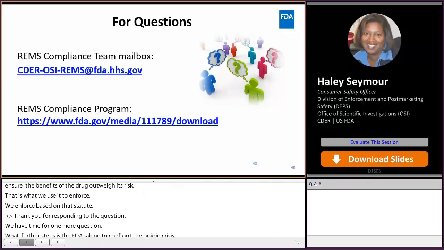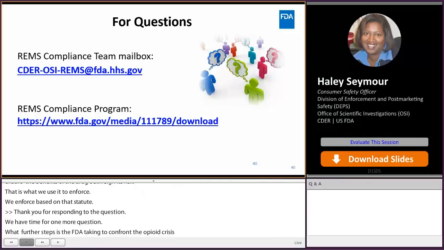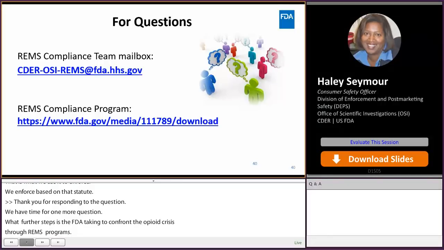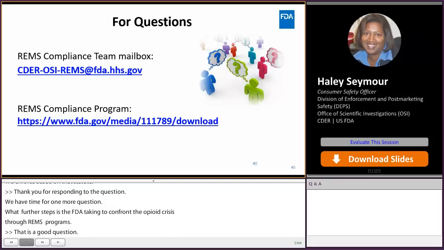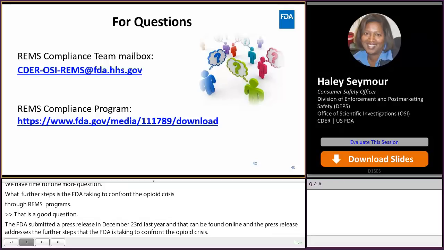Okay, so that's a good question. FDA issued a press release on December 23rd of last year, and that can be found online. The press release addresses the further steps that the FDA is taking to confront the opioid crisis. FDA has made modifications to also fortify the transmucosal immediate release fentanyl, or TIRF, products REMS program. And we are also evaluating the opioid analgesic REMS.